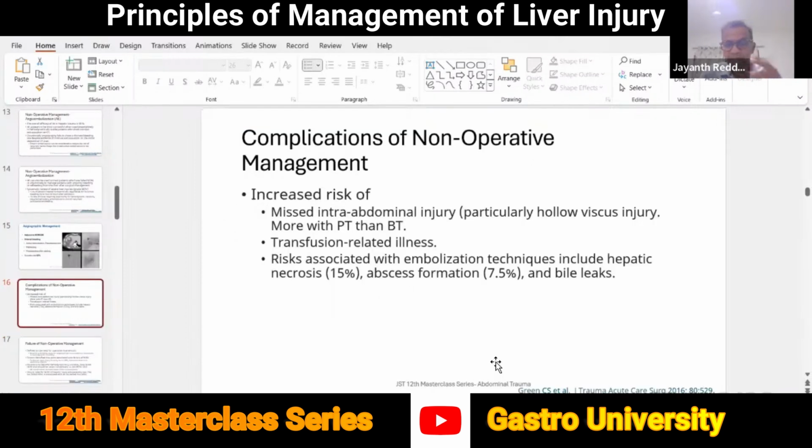What are the complications? Complications mainly are missed intra-abdominal injuries of non-operative management, particularly hollow viscus injury, more commonly seen with penetrating trauma than blunt trauma, and transfusion-associated illnesses like transfusion-associated lung injuries, and immunological dysfunction in these patients, especially when you're subjecting them to massive transfusions. And the other risks are associated with the embolization techniques like hepatic necrosis, especially if it is not done in a super selective way, abscess formation, and also bile leaks.